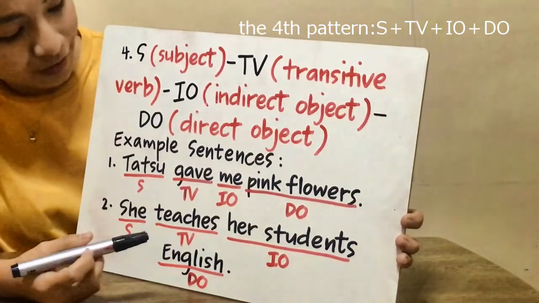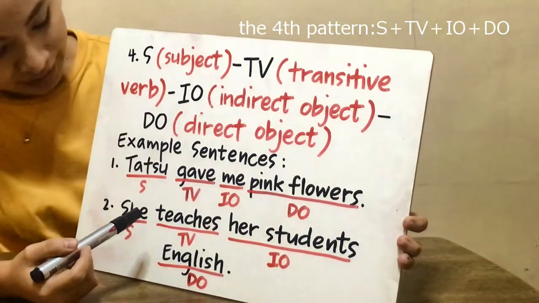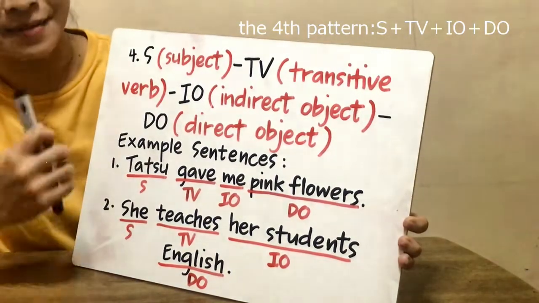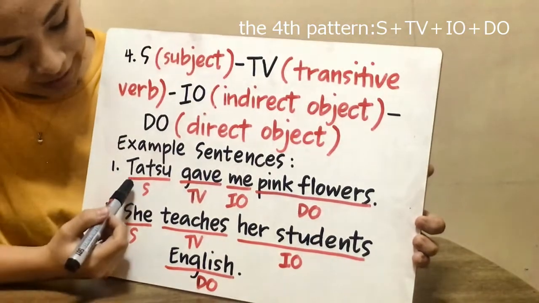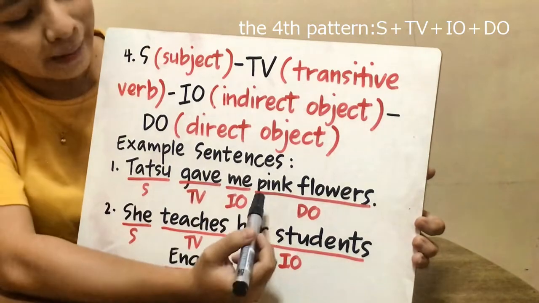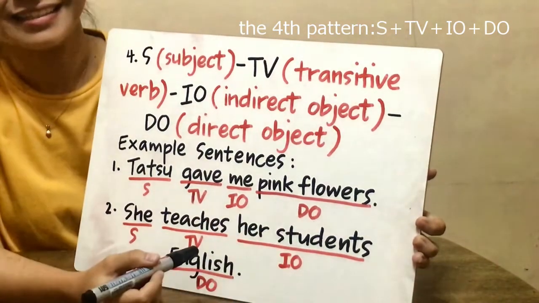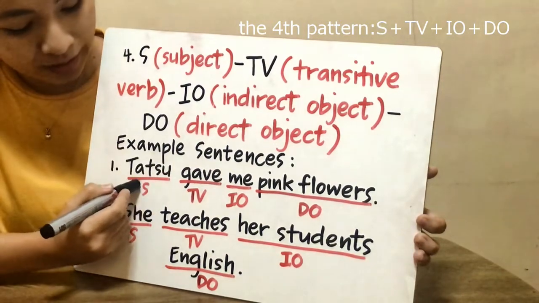Okay, so we have here the example sentences of the fourth pattern. So I wrote 2 examples. So let's try the first one. We have here, Tatsu gave me pink flowers. So in this sentence, Tatsu is your subject.